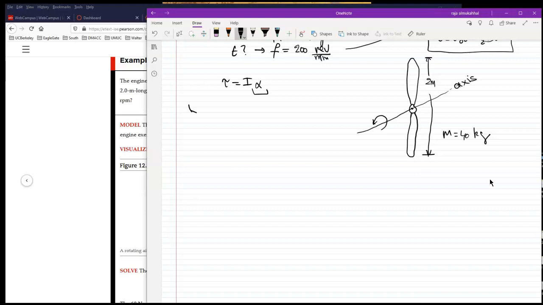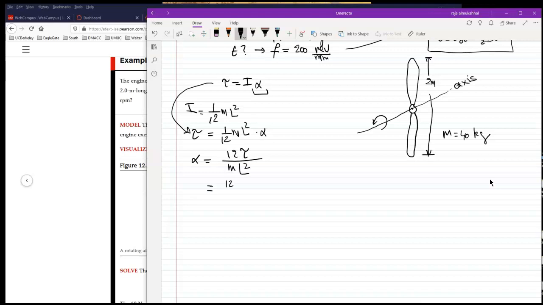I here is for a rod about the center. You can look up the table, it is 1/12 ml squared. And so therefore, in this case, tau will be equal to 1/12 ml squared times alpha. And therefore, alpha is equal to 12 tau over ml squared. Is that right? Plug in the numbers.